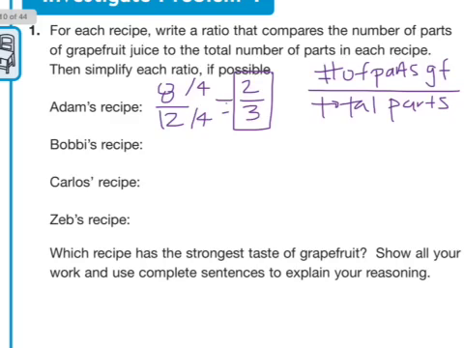Next you have Bobby. Bobby is 5 to 8 total parts. Now here, to decide which has the strongest taste of grapefruit out of Adam and Bobby, how would you figure that out? How would you figure out how much grapefruit is in each recipe? So that's something you need to figure out with your table.